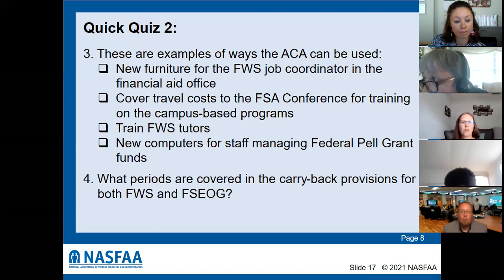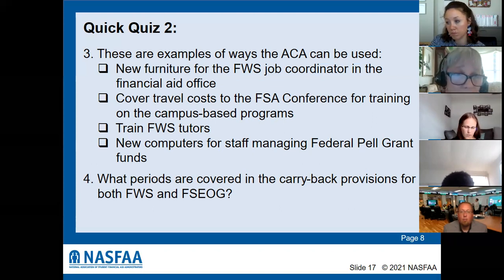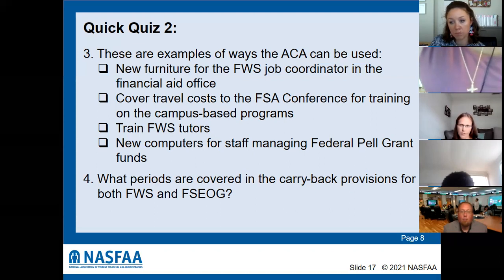Another question. What periods are covered in the carryback provisions for both federal work study and SEOG? So when can you carry back funds? This is a little hard to type in there, so I'll just go over it. Schools can carry back funds for the prior award year and also for the period between May 1st and June 30th. Remember, that's the summer period. So you can do it for the prior award year, and you can also do it for the summer period between May 1st and June 30th.